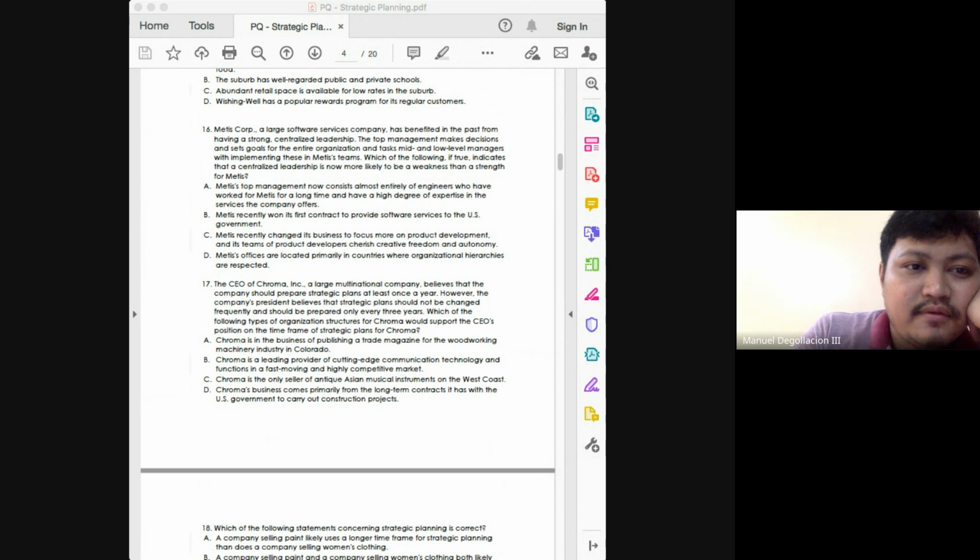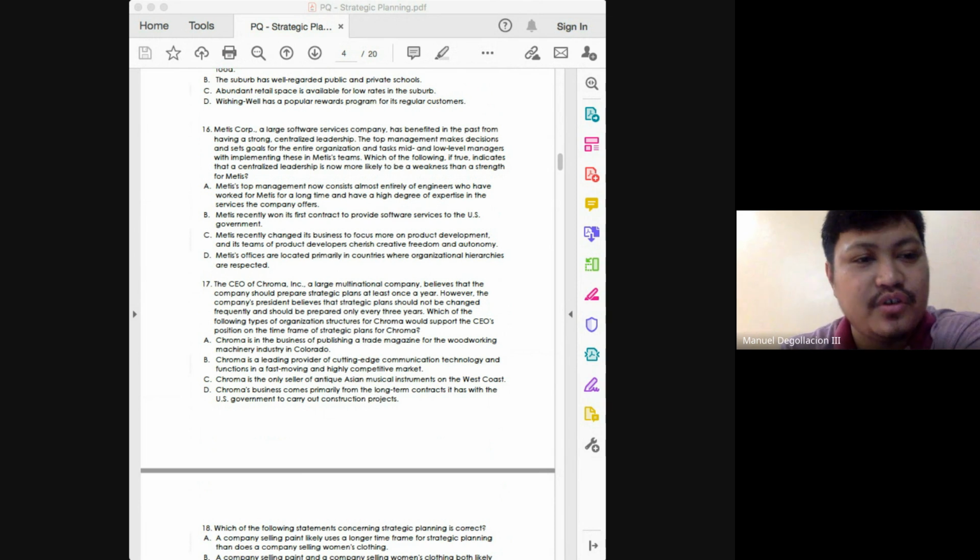The best answer here would be letter C. The company recently changed its business to focus more on product development, and its teams of product developers cherish creative freedom and autonomy. You will not be able to enjoy so much freedom and autonomy if you have a strong centralized leadership. Let's go over the other choices.